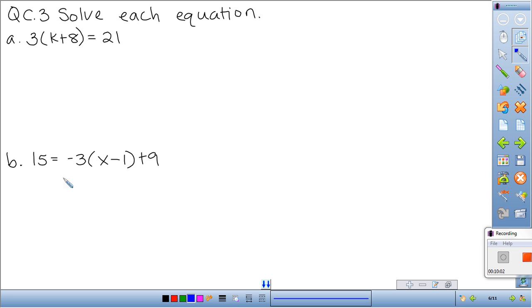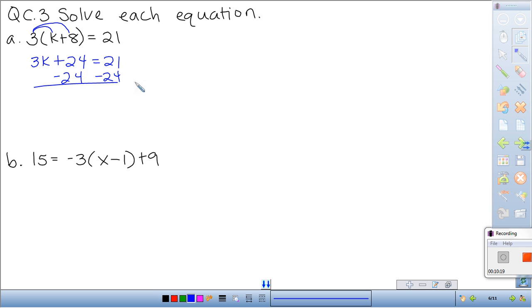Let's try a couple more of these. Again, we have to distribute first. So 3 times k is 3k. 3 times 8 is plus 24 equals 21. Then we have to do the opposite of adding 24, which is to subtract 24 from both sides. So we end up with 3k equals 21 minus 24. So the negative number is bigger, so we end up with a negative 3.